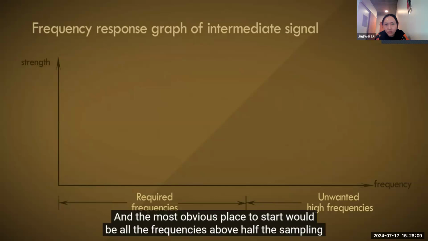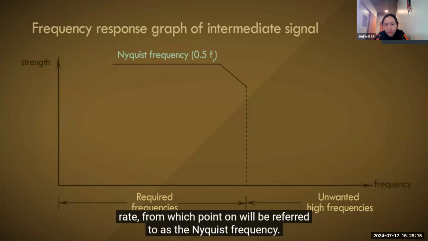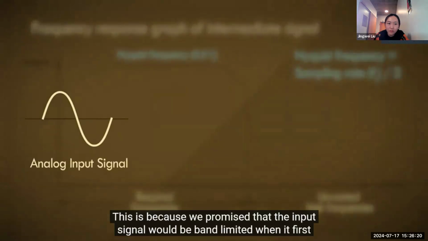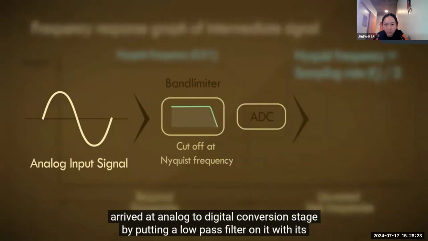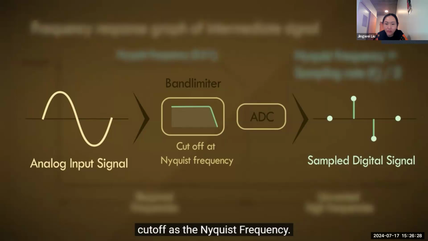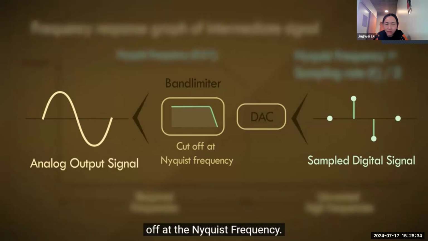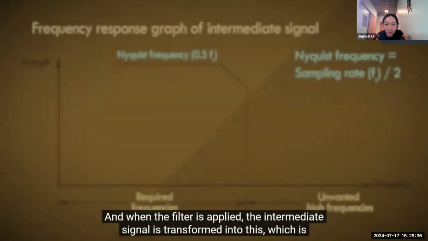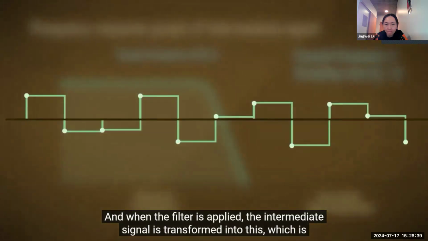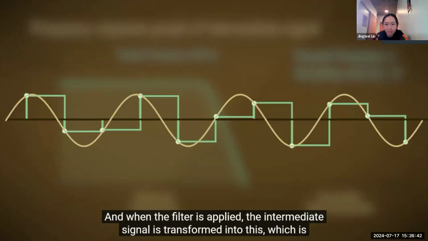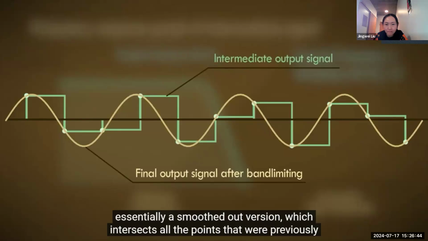And the most obvious place to start would be all the frequencies above half the sample rate, from which point on will be referred to as the Nyquist frequency. This is because we promised that the input signal would be band limited when it first arrived at the analog to digital conversion stage by putting a low-pass filter on it with a cutoff at the Nyquist frequency. Clearly, the output signal would need to adhere to the same rules and the same low-pass cutoff at the Nyquist frequency as well. And when the filter is applied, the intermediate signal is transformed into this, which is essentially a smoothed out version, which intersects all the points that were previously sampled.